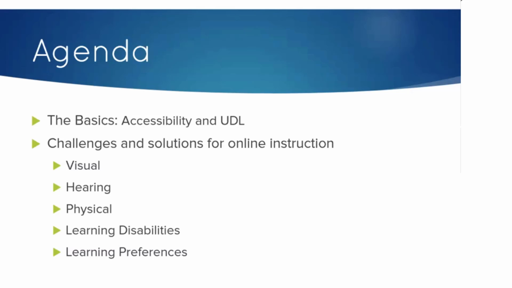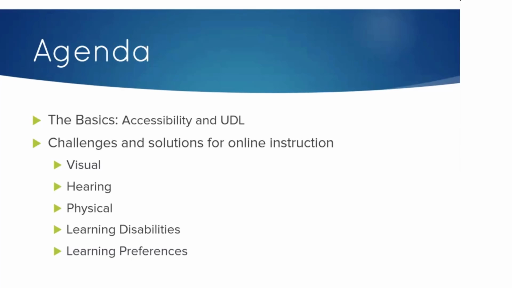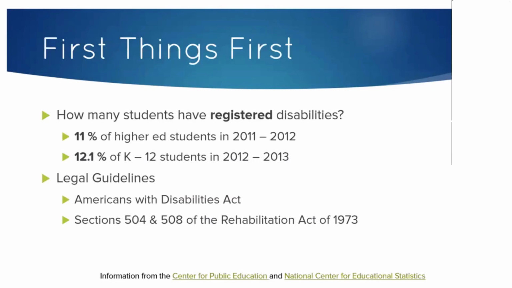So we're going to talk about the challenges presented by different impairments, just a brief overview, and solutions, as I mentioned. So we're going to go over visual impairments, hearing or auditory impairments, physical or motor impairments, learning disabilities, and learning preferences. Obviously, learning preferences are not necessarily a disability or a traditional impairment, but definitely something to consider when building materials.